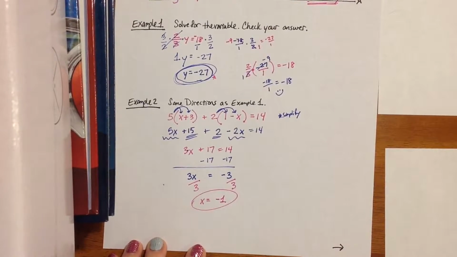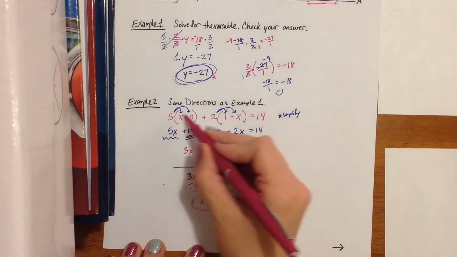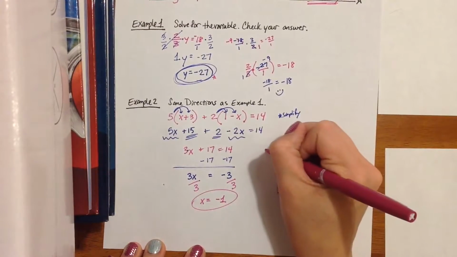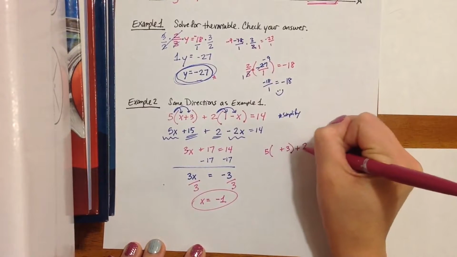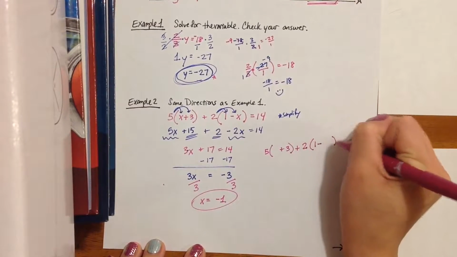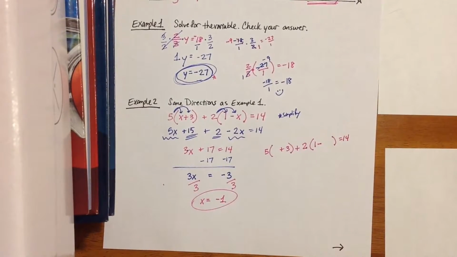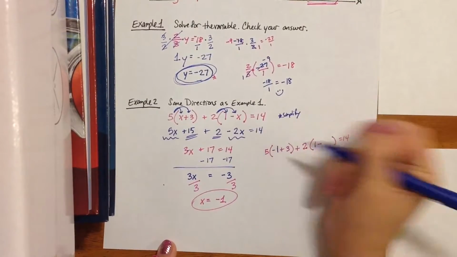I'm going to check my work just to be sure, so I'm going to plug it back into the original equation. I had 5 times x plus 3 plus 2 times 1 minus x, and it should equal 14 in the end. But I need to plug in this negative 1.